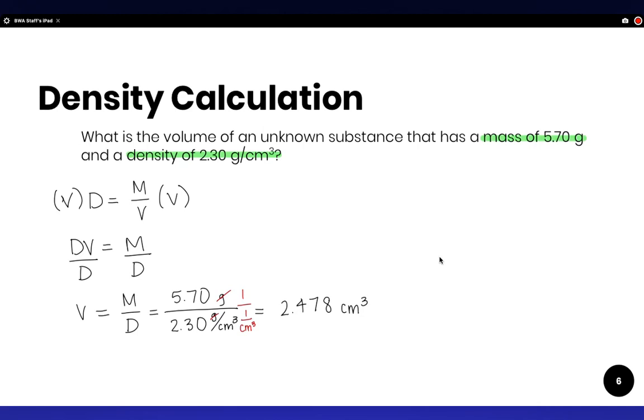I need to edit my answer to have only 3 significant digits. 1, 2, 3. What does 8 do to 7? It will bump it up. Our final volume is 2.48 centimeters cubed.